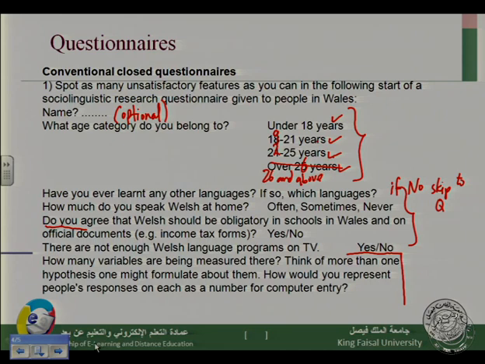Another problem with this question is called having double questions. You have two questions in one question. Do you agree in using Welsh in schools and using them in official documents? Maybe they would agree in using it in one of them, but not the other. They would agree to use it in schools, but not agree to use it in official documents, or vice versa. So avoid using double questions. So here you have the first question, and here the second question, using them in official documents.